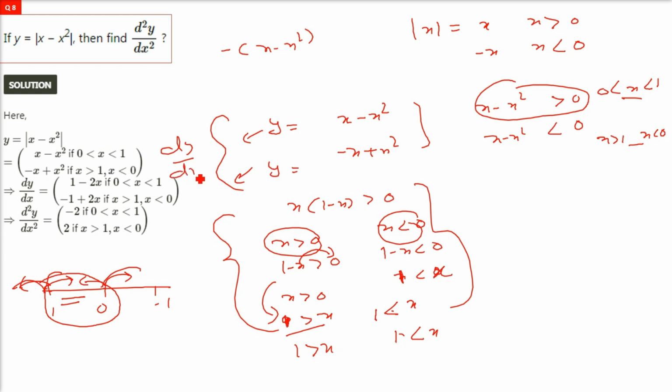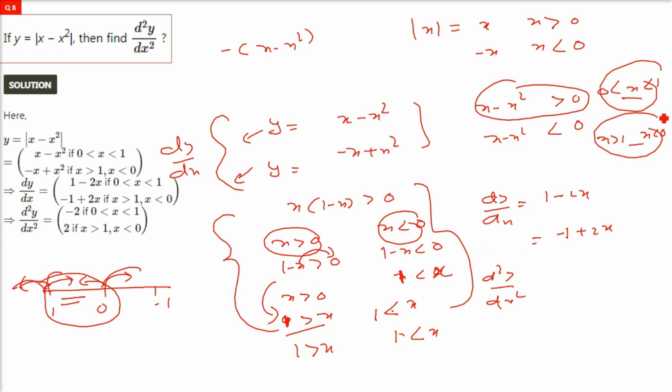So dy by dx is simply the way we have been doing up till now. dy by dx of x minus x square is what? dy by dx of minus x plus x square is what? So dy by dx of x minus x square is 1 minus 2x. This is going to be minus 1 plus 2x. We can write it like this, and then d2y by dx2 is what? See, d2y by dx2, I'm doing both the terms again. So this is going to be minus 2, and for minus x plus x square, which was minus 1 plus 2x for the first differentiation, the second differentiation, you're going to get 2.